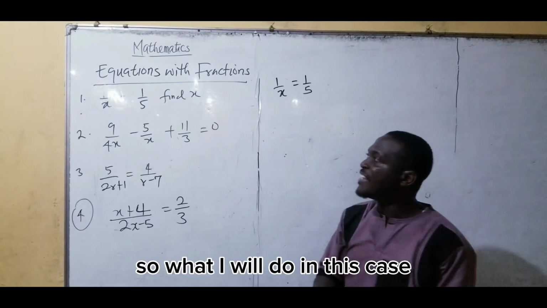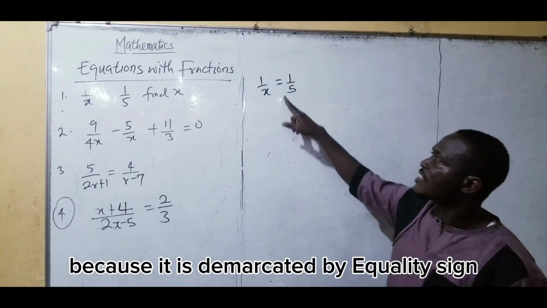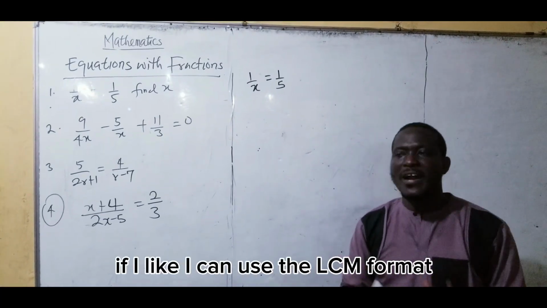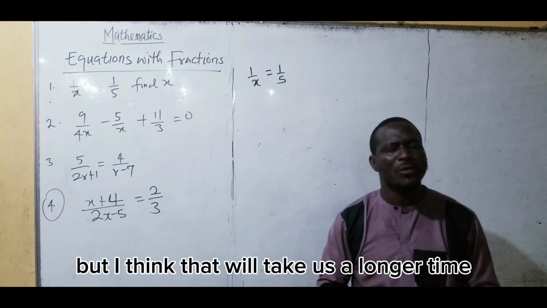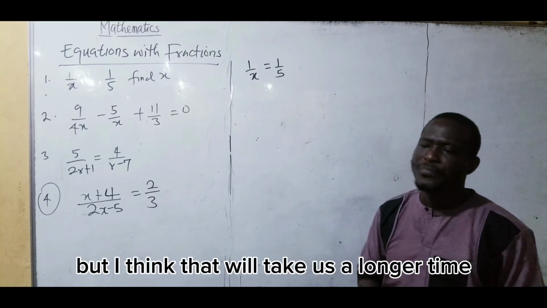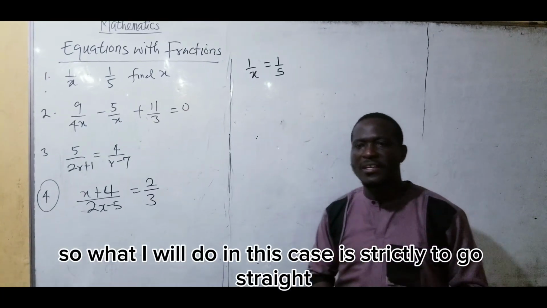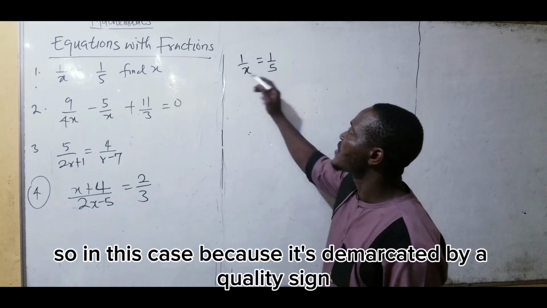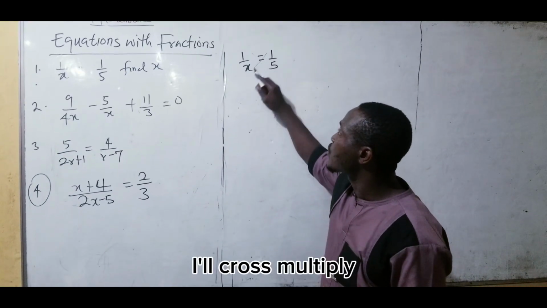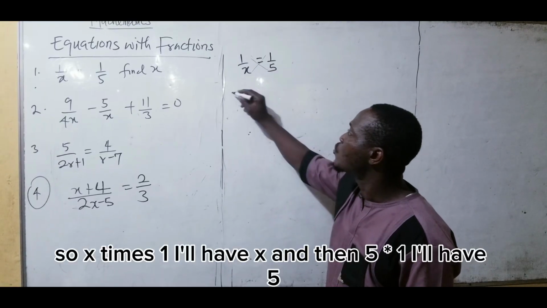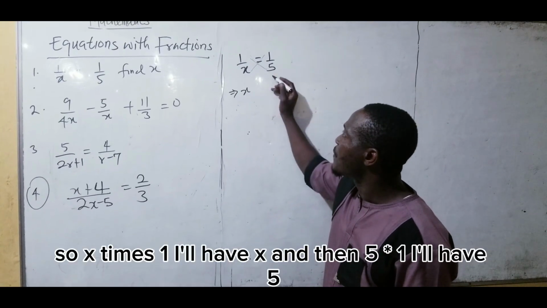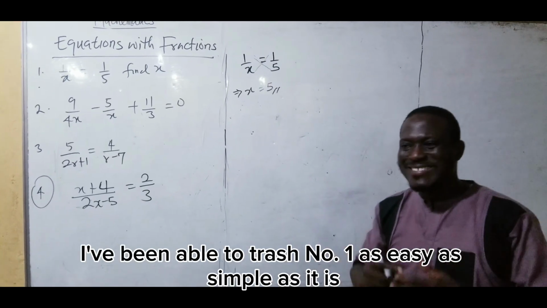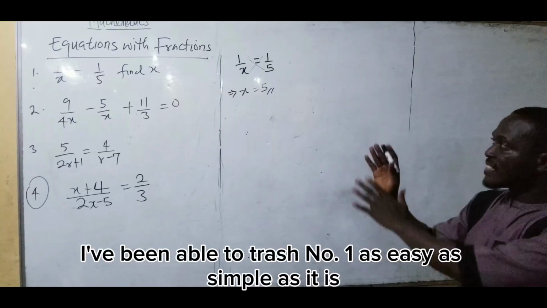So what I will do in this case, because it is demarcated by an equality sign, I do not need to waste my time. If I like, I can use the LCM format, but I think that will take us a longer time. So I will go straight and cross multiply. So x times 1, I will have x. And then 5 times 1, I will have 5. I've been able to trash number 1, as easy, as simple as it is.